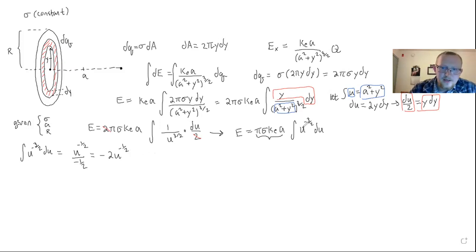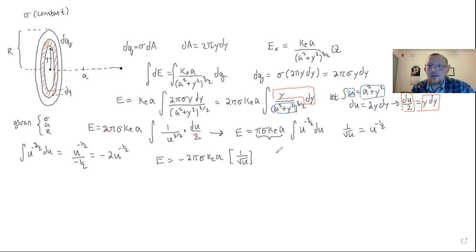So now I'll go back to the full equation. I'm going to pull the minus 2 out since it's a constant. So now I'm left with minus 2 pi surface charge density times Coulomb's constant times a. And then I've got this completed integral, right, that is 1 over the square root of u, which is equivalent, right? 1 over the square root of u is the same thing as u to the minus 1/2.